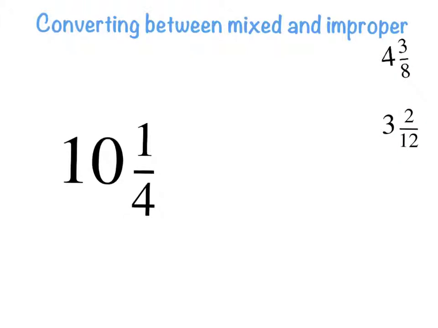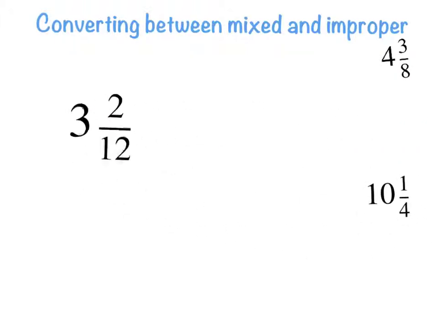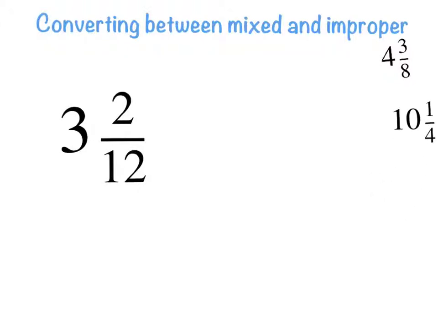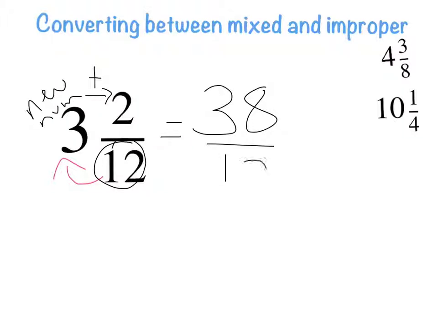One more example, and let's have a look. Okay, this one here. Again, I follow the exact same steps. 12 multiplied by 3 is 36. My new number of 36 plus 2. 36 plus 2 is 38. And I keep my same denominator of 12. So it becomes 38 on 12.